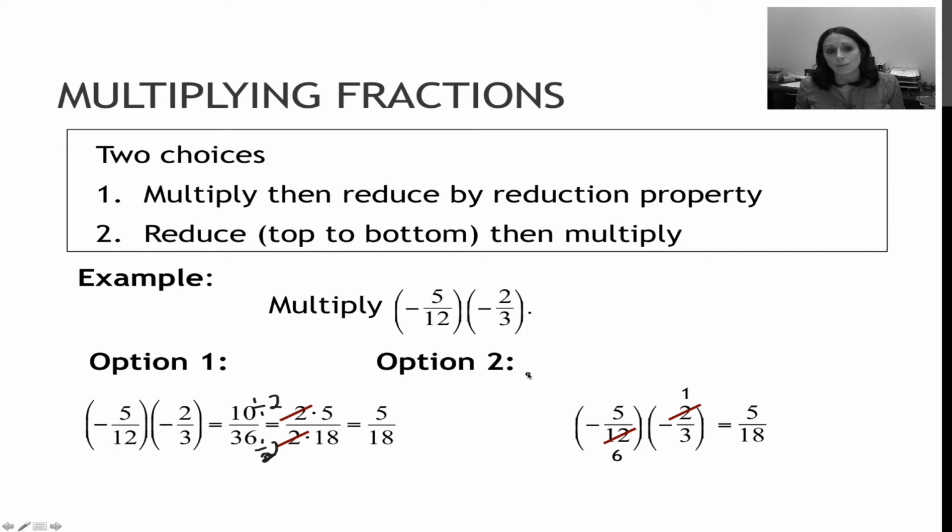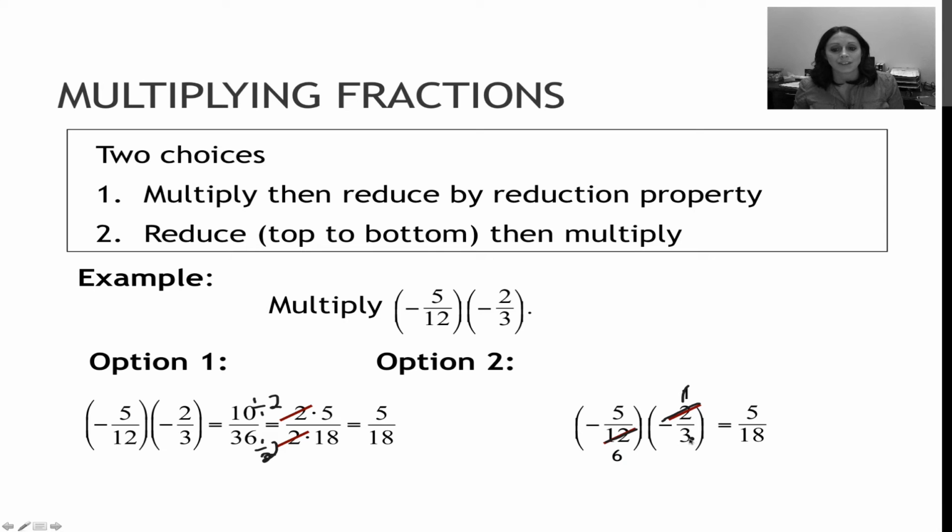So I usually use option 2, which is to reduce first and then to multiply. So here I have the same question, negative 5/12 times negative 2/3. As long as one is on top and one is on bottom, I can reduce those. So I'm going to look at 2 and 12, and notice that 2 goes into both 2 and 12. So notice I've crossed out this 2. I've divided 2 by 2 to get 1. Here, I've divided 12 by 2 to get 6. And then I double check, and nothing else can be reduced.